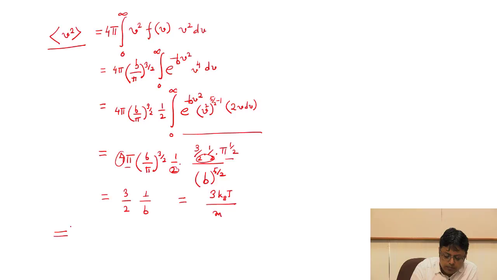So we get, what is b? b is nothing but, we get 3 and 3 cancels here. Basically I'll get twice kB, or we can just go the other way.